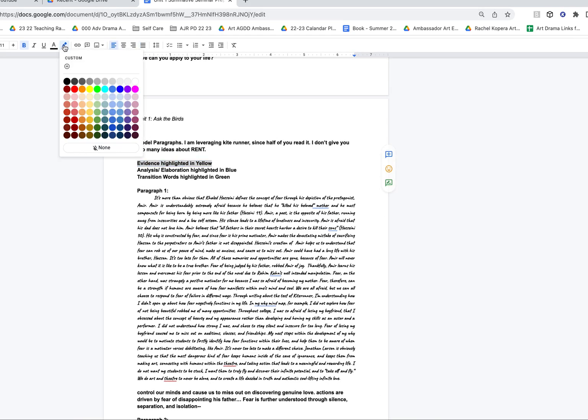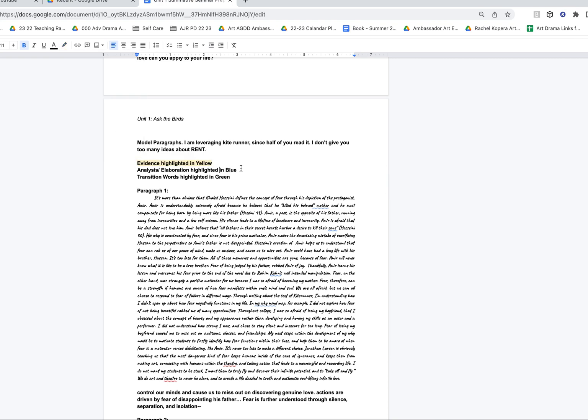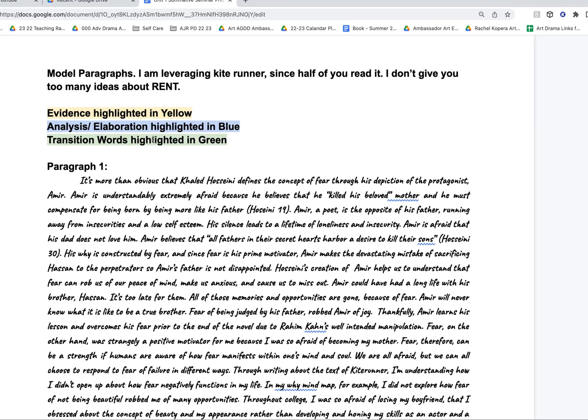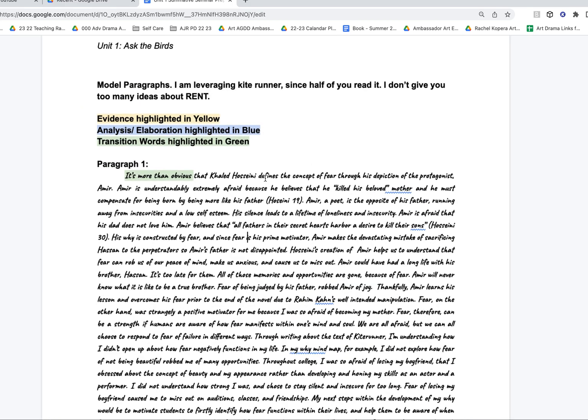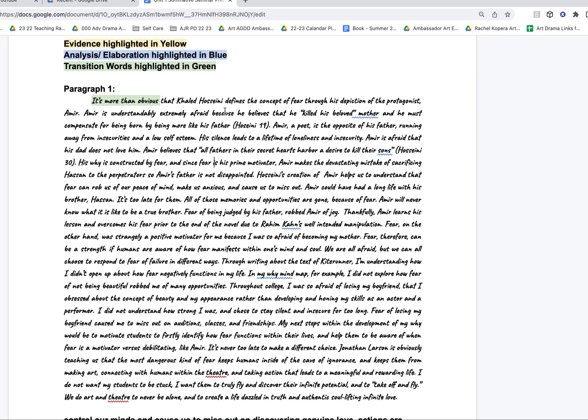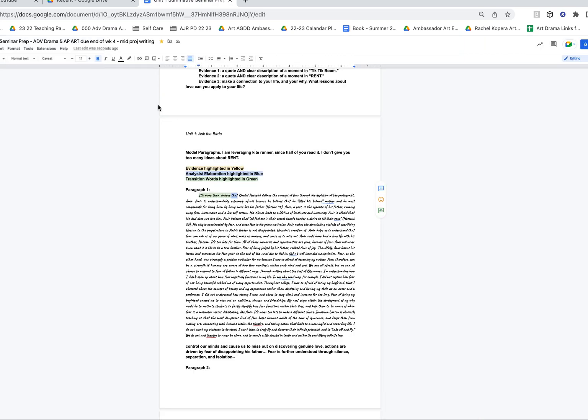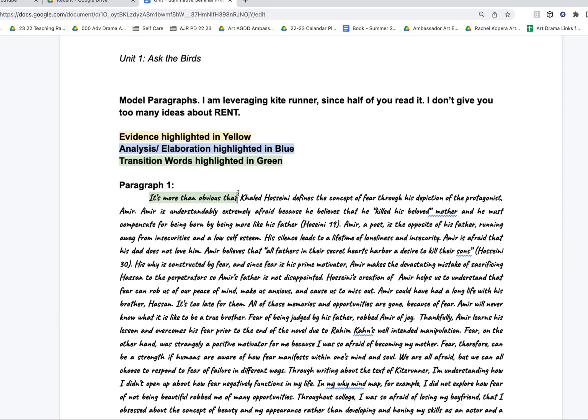Evidence: every paragraph needs to have evidence, and that includes Socratic seminar. So I'm going to highlight evidence in yellow, analysis in blue, and transition words in green. This is how I used to do it back in the day. And including in transition words, I'm going to include transition phrases. So when you're making an argument, you say things like, it's more than obvious that, or, oh, it's so clear that, and then you make your point.